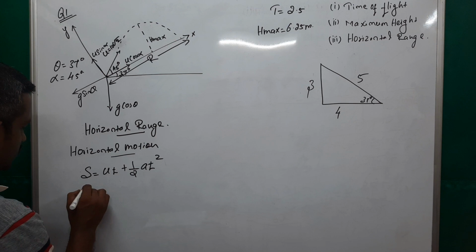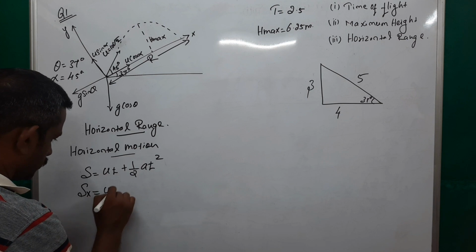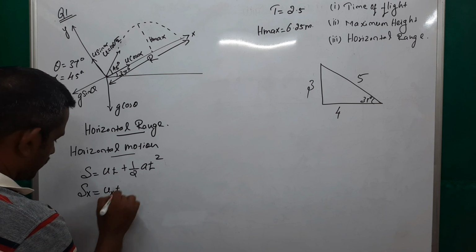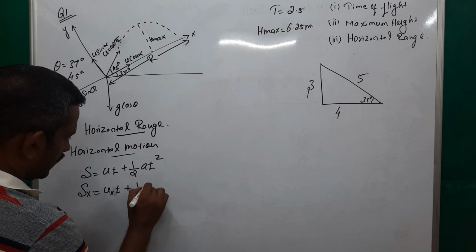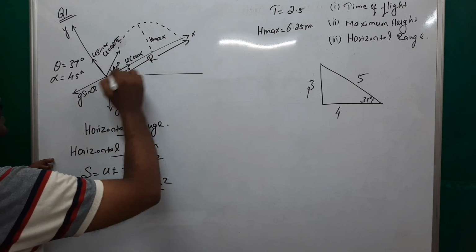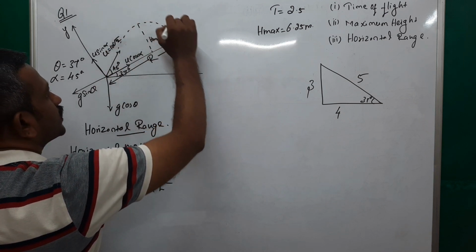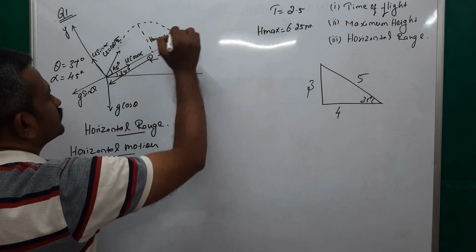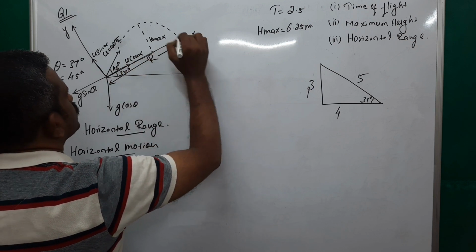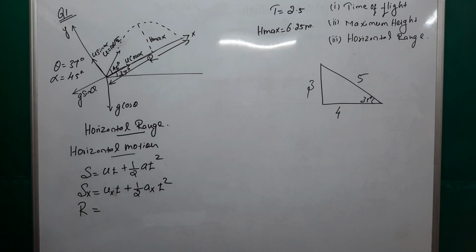I am rewriting this equation for the horizontal direction. So Sx equal to Ux t plus half Ax t square. What is Sx? How much displacement it has moved. When the projectile starts from here and terminates at this end point, how much horizontal distance has it moved? So this much distance. So Sx is nothing but r, equal to Ux t.